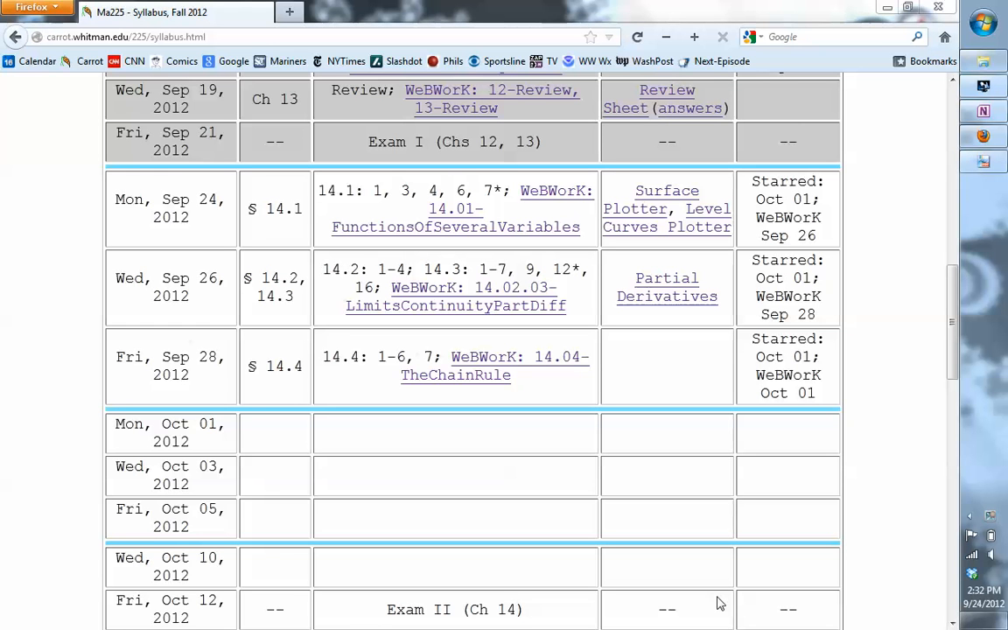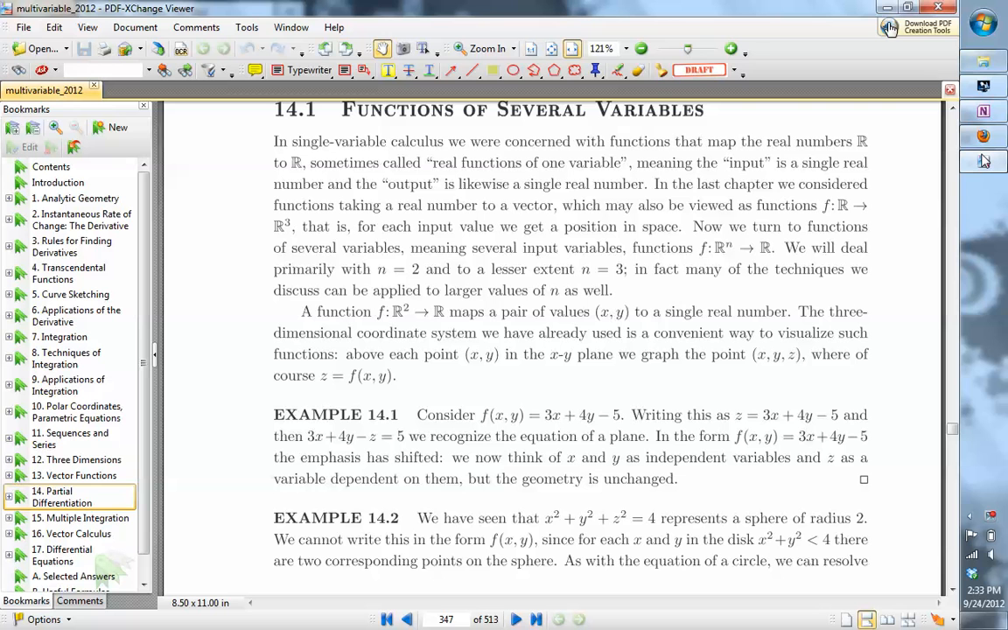Okay, so chapter 14 is functions of several variables. These are things that you've probably encountered already in other classes, but here we're going to talk about some of the mathematics of functions of several variables. For example, if you're in chemistry, a really common example of a function of several variables is the ideal gas law.